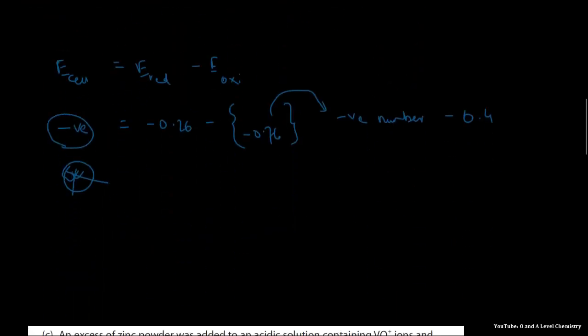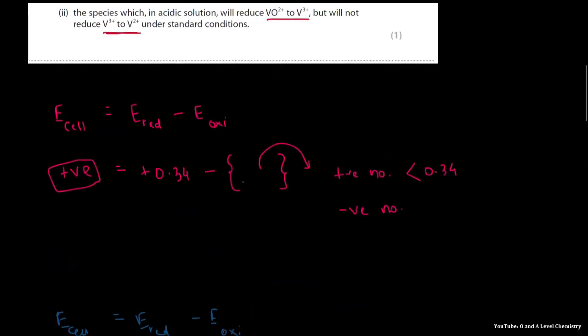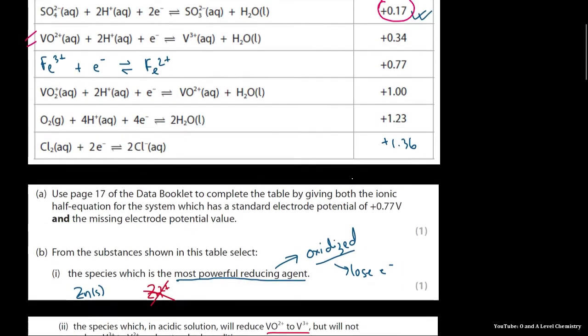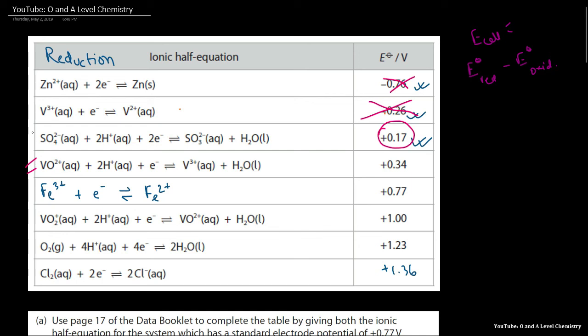So to test the theory, let me add positive 0.17. Now I see it is still negative. So it is negative 0.09, if I'm correct. Anyway, it's a negative number, so this doesn't happen. So this 0.17 satisfies both. So the answer is this one. So this guy, 0.17, this is the one.